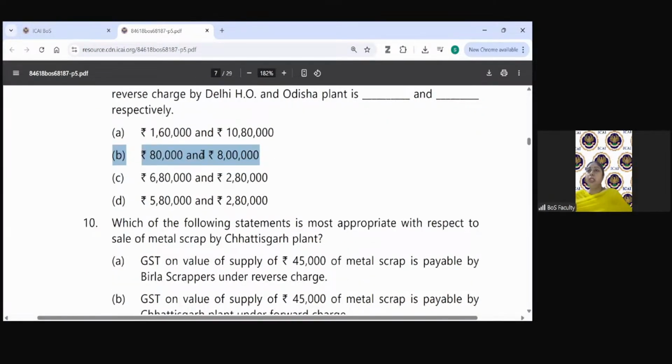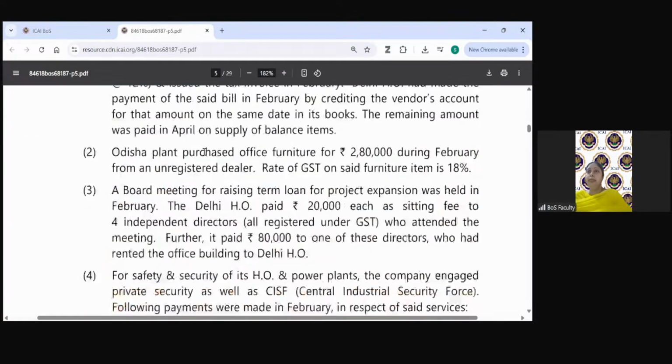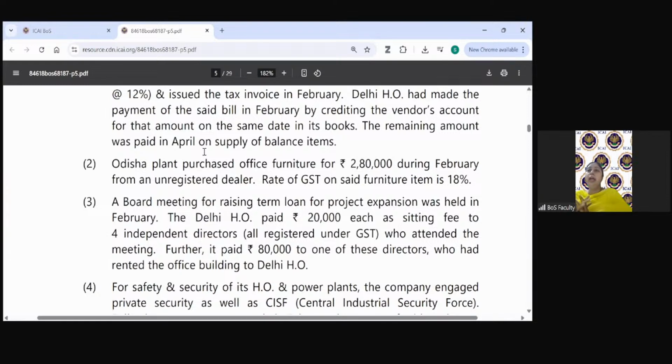Now, Anshul has asked me a question. Anshul, you're asking for furniture. Let us see. Okay. You're saying that why Odisha plant, which has purchased office furniture from an unregistered person, is not taxable under reverse charge. I told you that this provision never got implemented. This provision had never been effective under GST law, that in case you are purchasing any supplies from an unregistered person, that means supplier is unregistered, recipient is registered, in that case, earlier it was envisaged that reverse charge will be invoked. But that provision never became effective.